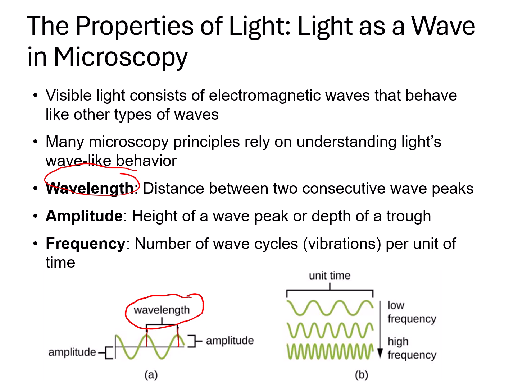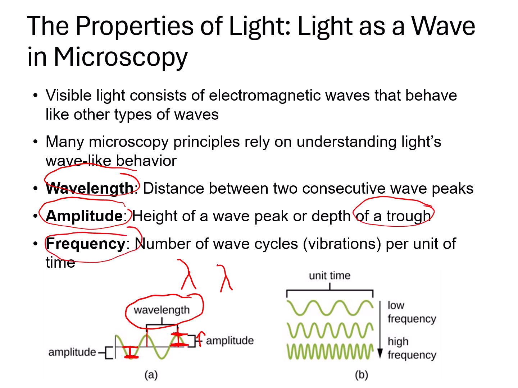And wavelength is often abbreviated with the Greek letter lambda. So let me draw it again. It looks like this. Another important property is the amplitude. The amplitude is the height of a wave peak. From basically down here to up here is the amplitude of the wave. You can also measure the trough, so the depth of the trough. That is the amplitude of the wave.